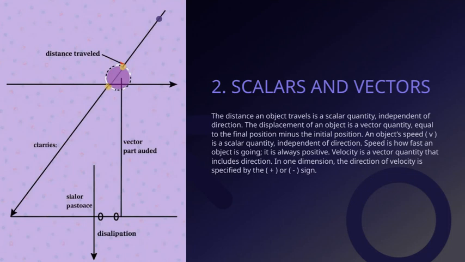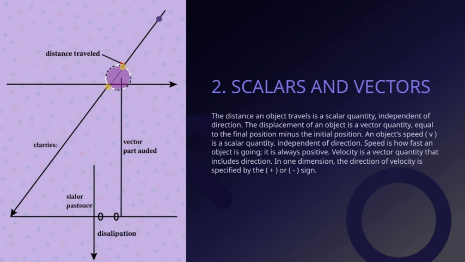Distance is a scalar quantity, which means it only has magnitude and is independent of direction. So, when you walk around a block, the total distance you cover doesn't depend on where you end up, just how far you've traveled overall. Displacement, on the other hand, is a vector quantity. That means it has both magnitude and direction. It's calculated as the final position minus the initial position, giving you a straight-line measurement from start to finish, regardless of the path taken.